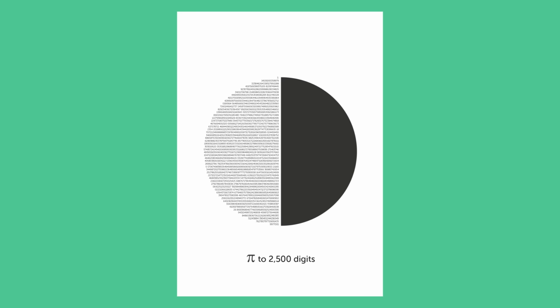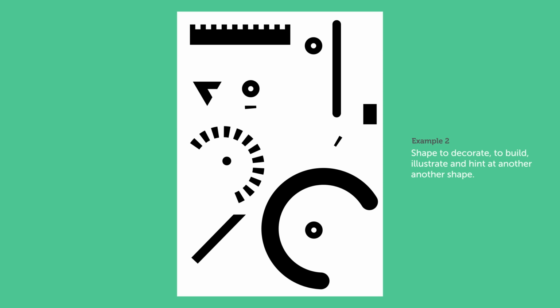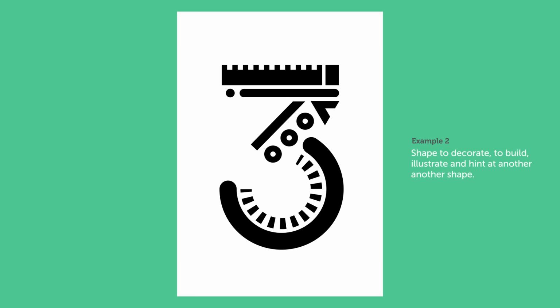This can be seen in another example. Here we have a page with a number of random shapes. Now, if these shapes were scattered, we would just have a page of individual shapes, but arranged in a particular way with the right proximity, we start to see another shape, a number 3. Here, shape is being used to decorate, to build, illustrate, and hint at another shape on the page.